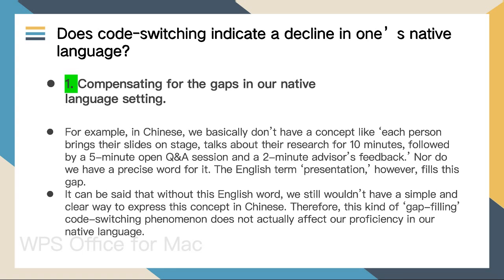For example, in Chinese, we basically don't have a concept like each person brings their slides on stage, talks about their research for 10 minutes, followed by a 5-minute open Q&A section and 2-minute advanced feedback. Nor do we have a single word for this. The English term presentation, however, fills this gap. It can be said that without this English word, we still wouldn't have a simple and clear way to express this concept in Chinese. Therefore, this kind of gap-filling code-switching phenomenon does not actually affect our proficiency in our native language.